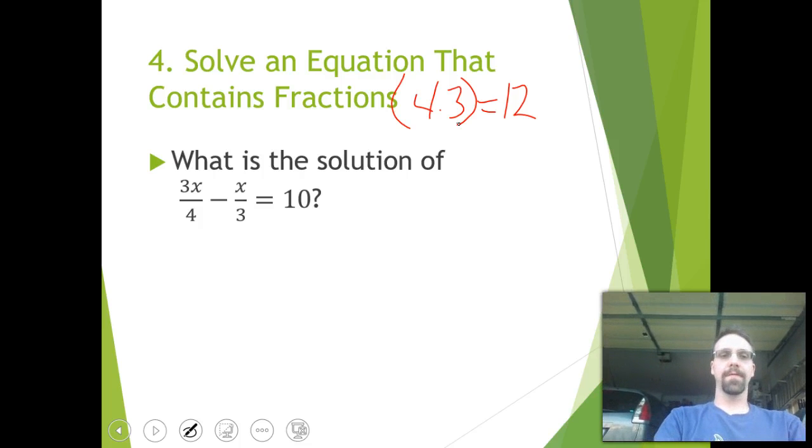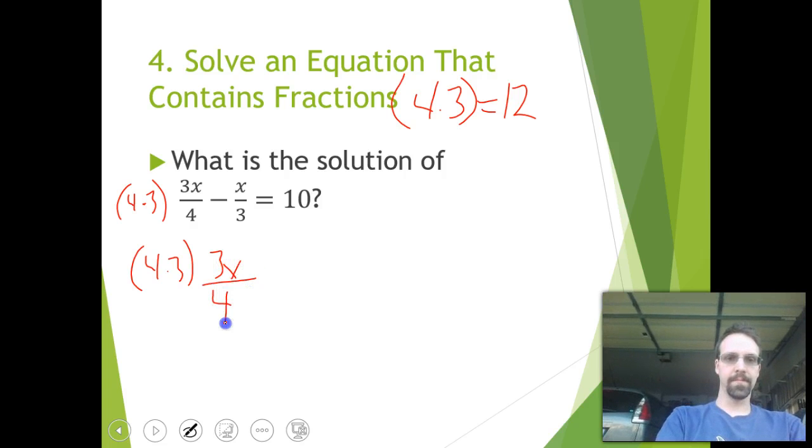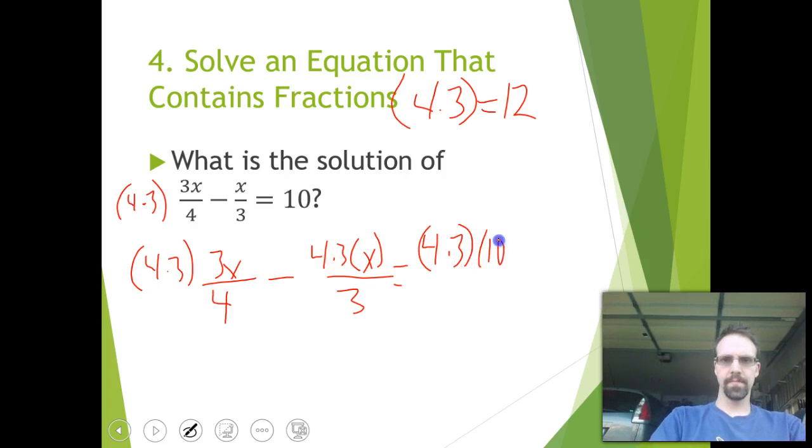So I need to multiply each of these by 4 times 3. I'm going to multiply the first term by 4 times 3, the second term by 4 times 3, and this third term times 4 times 3. That looks like this: 4 times 3 times 3x over 4 minus 4 times 3 times x over 3 equals 4 times 3 times 10.